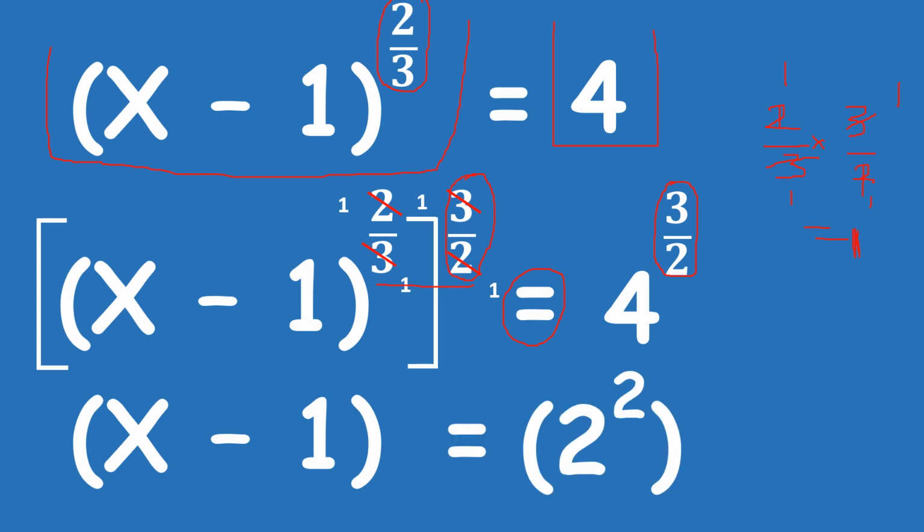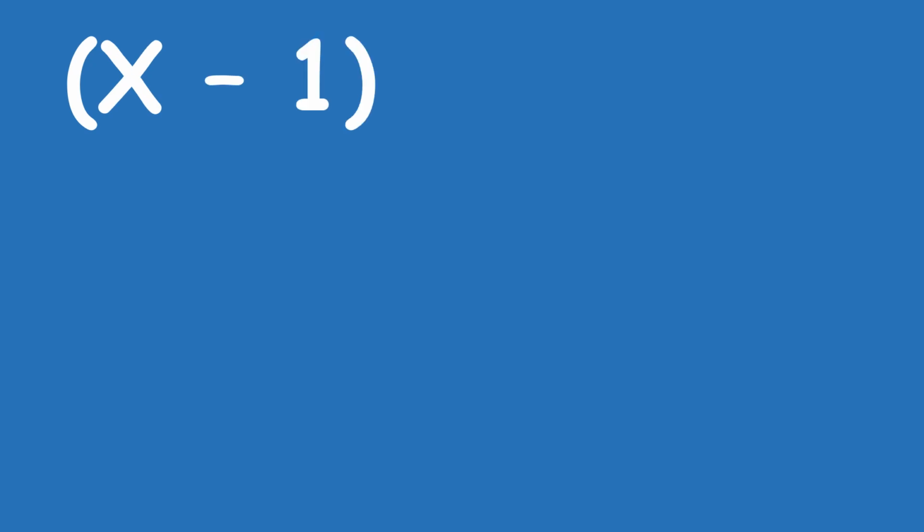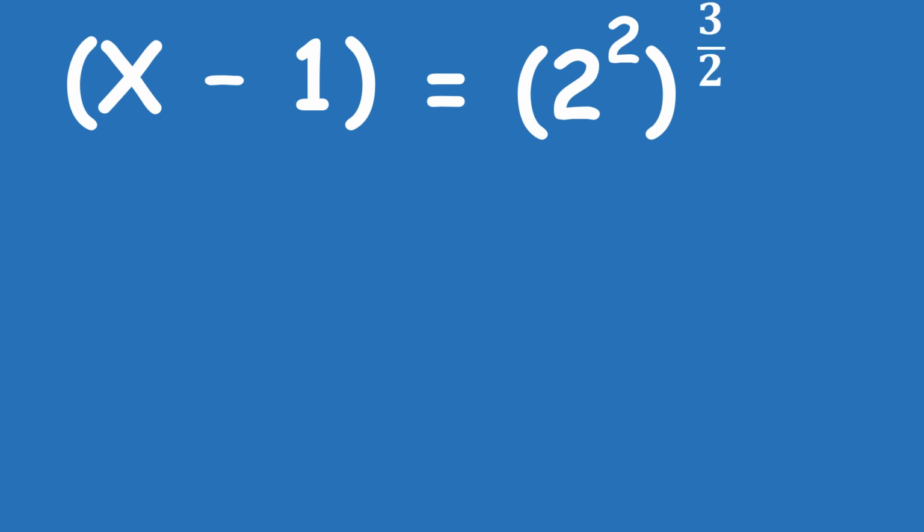And that is equal to 4 raised to the power of 3/2. But remember that 4 is the same as 2 squared. So that's why this 4 here is now being expressed as 2 raised to the power of 2, and we are still raising it to the power of 3/2, just like we have it above. So on the left hand side we have x - 1, and on the right hand side we have 2 squared, all raised to the power of 3/2.